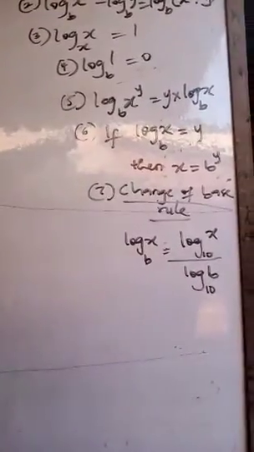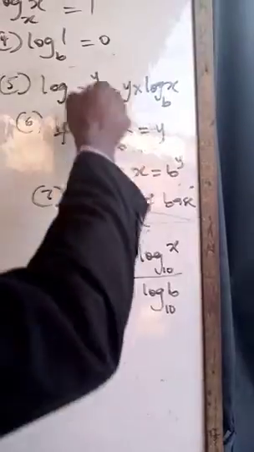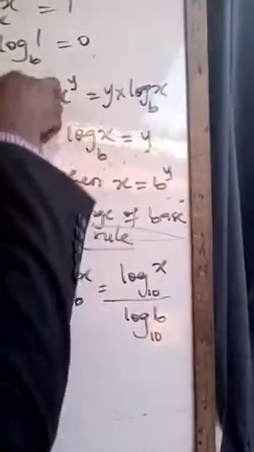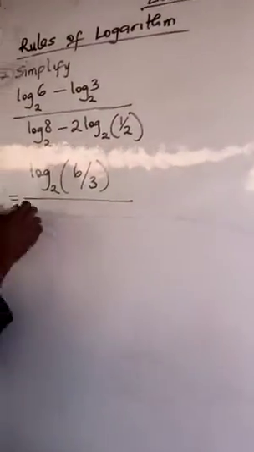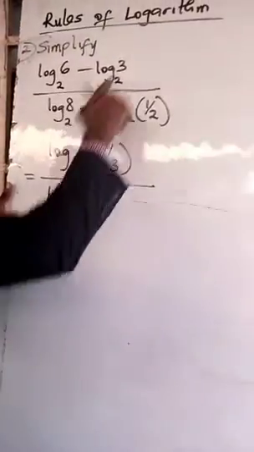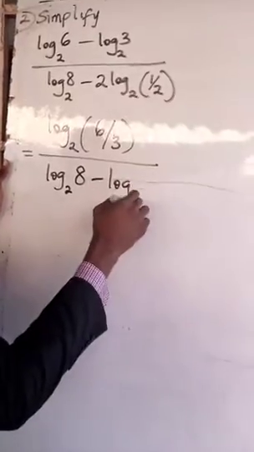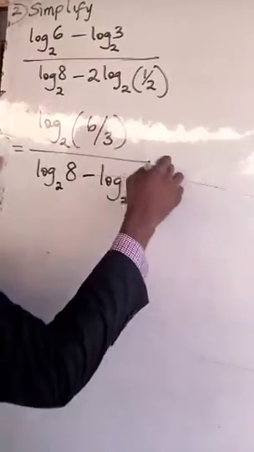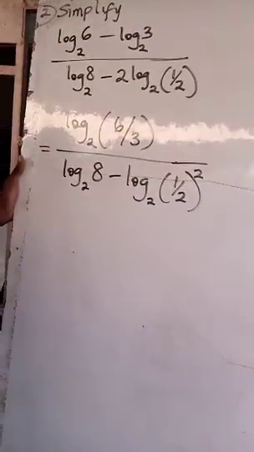In that rule 5, if there is a number in front of the log, you can take it up. If it's like this, you can do it like this. So you apply that rule 5 in reverse. Now what does that mean? That means these two will go up. So if these two go up, we have log half raised to power 2.